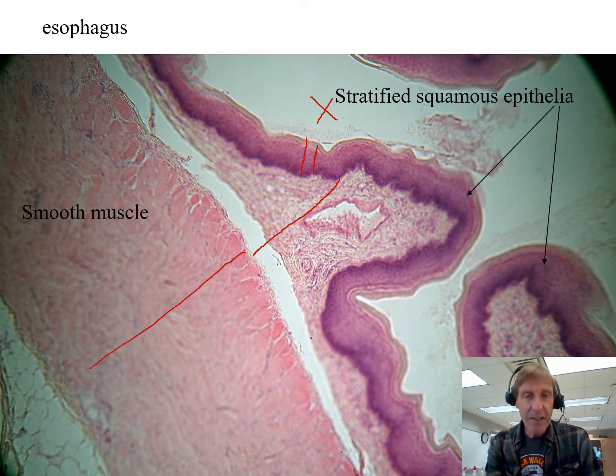And then this layer is a muscularis externa. It's a couple layers of smooth muscle. There's a longitudinal and a circular layer. You can't resolve them here on this. And then there could be an outer layer here, serosa or adventitia, depending on where you are. It kind of holds it in place. So this is the esophagus.